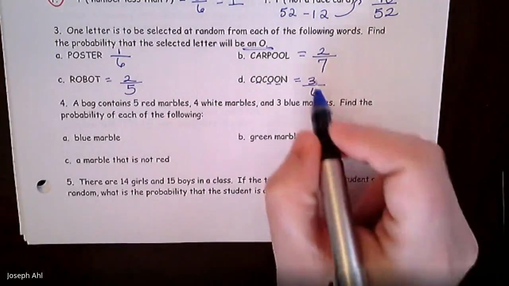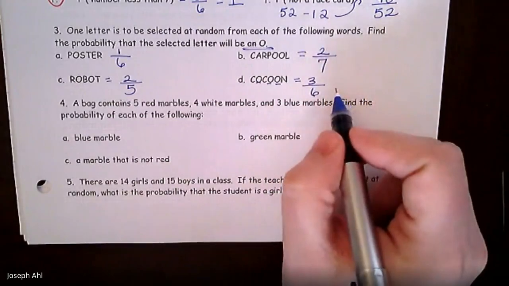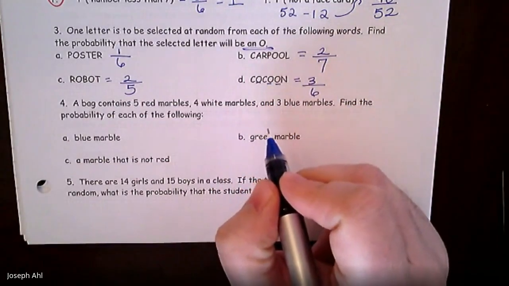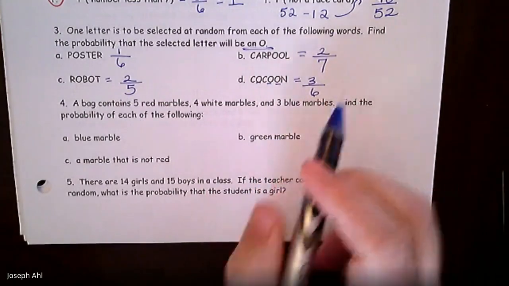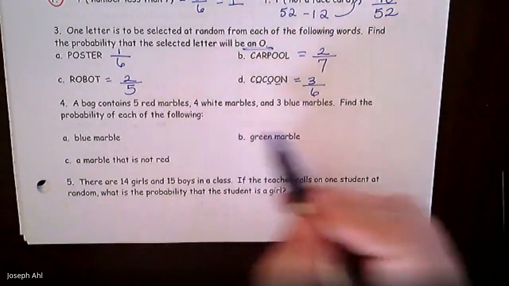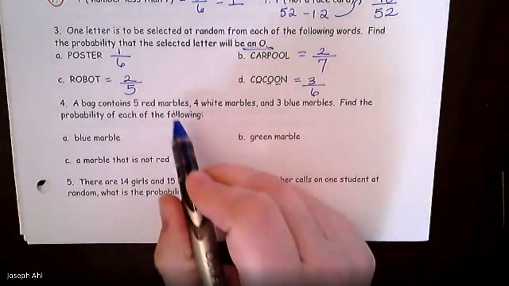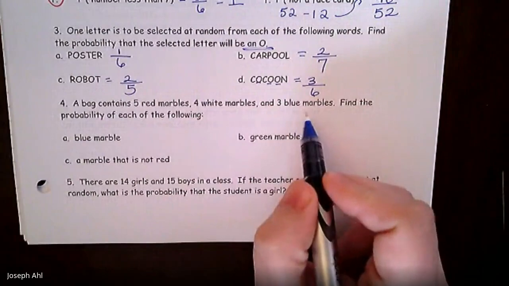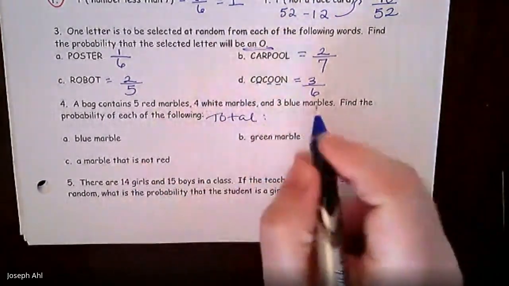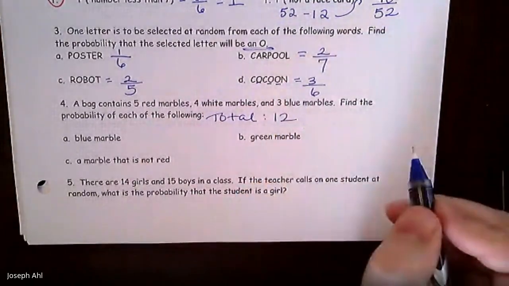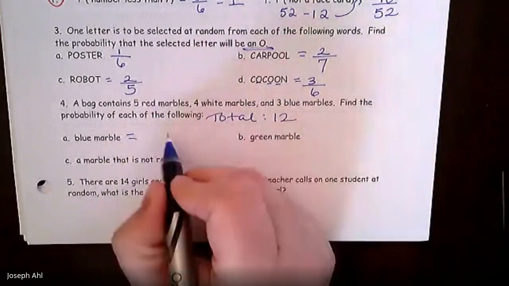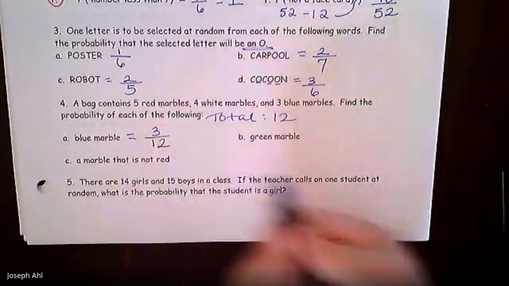So cocoon, there would be 3 out of 6, or actually a 50-50 shot. 1/2 would be the probability that you pick a letter O at random from the word cocoon. In probability, another classic example is having marbles in a bag and choosing them. In this case, we have 5 red, 4 white, 3 blue. The total number of marbles would be 5 plus 4 plus 3, which is a total of 12. So what's the probability that I pick a blue marble? There's 3 blue in the bag out of a total of 12.